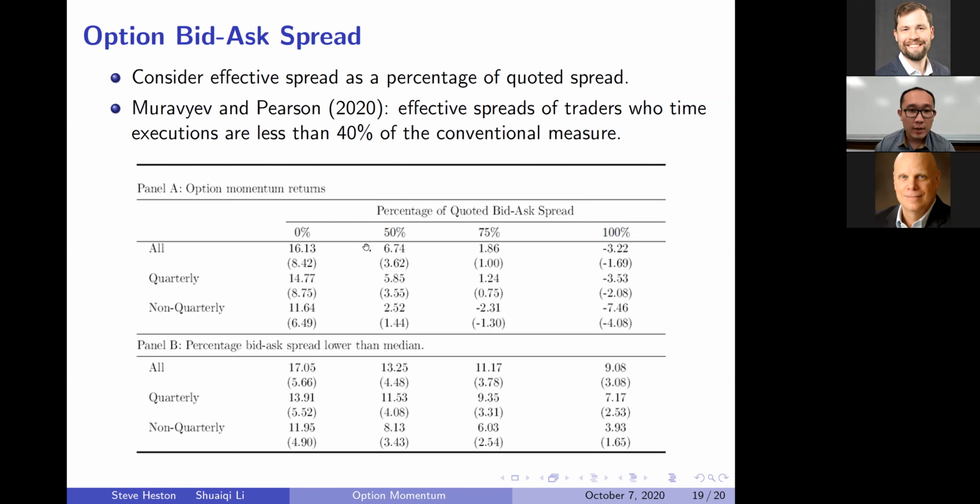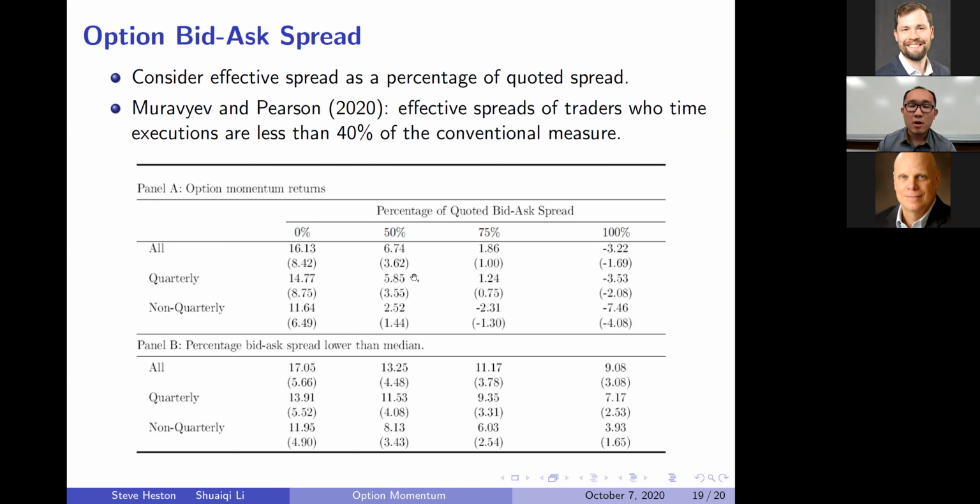Okay. For the all and quarterly strategies, at the 50% threshold, they are still positively significant. But if we consider the whole bid-ask spread, all 3 strategies become insignificant. In a paper by Muravyev and Pearson, they find that for traders who could time their execution by the public information, their effective spreads are less than 40% of the conventional measure. So for those traders, the all and quarterly strategies may still be profitable.